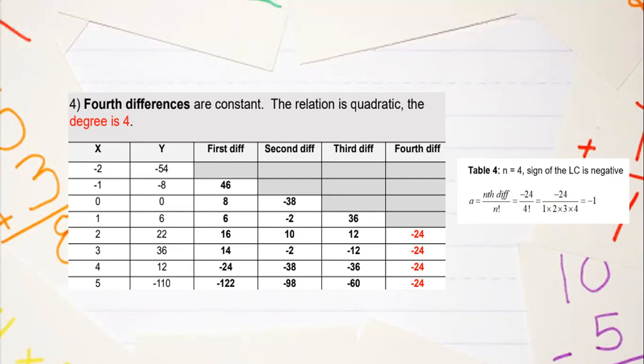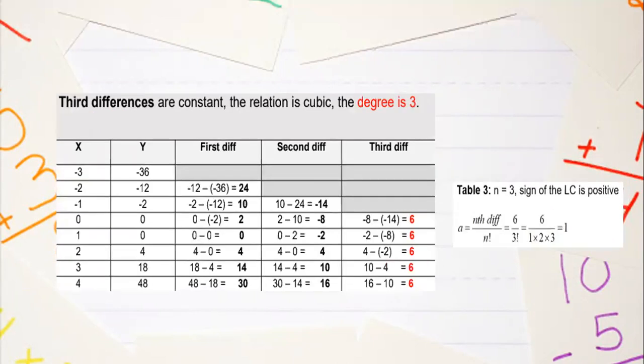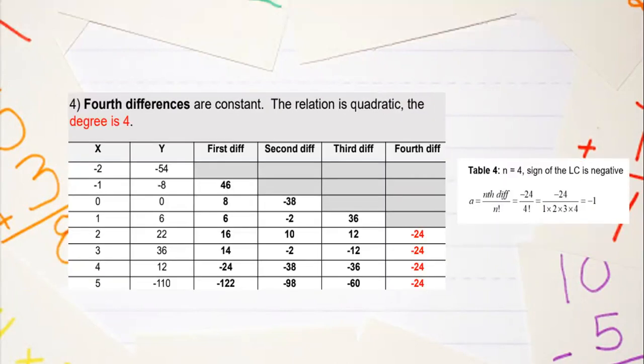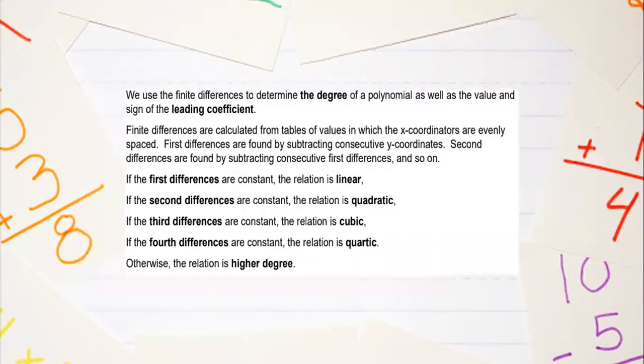So we'll put it in the formula again. We have minus 24 upon 4. So this number 4 is the line of difference where we find the uniformity. In the last slide, we found it in the third difference, so 6 over 3. Now minus 24 upon 4 gives us minus 24 upon 1 multiplied by 2 multiplied by 3 multiplied by 4, which is equal to minus 1.